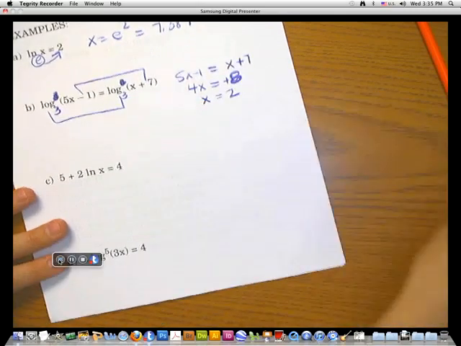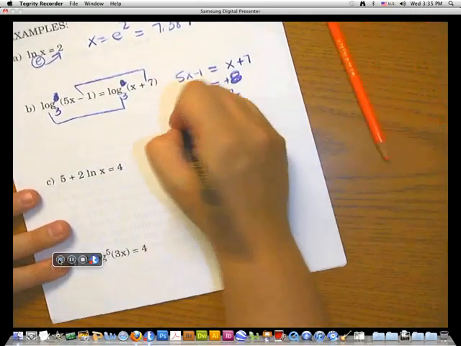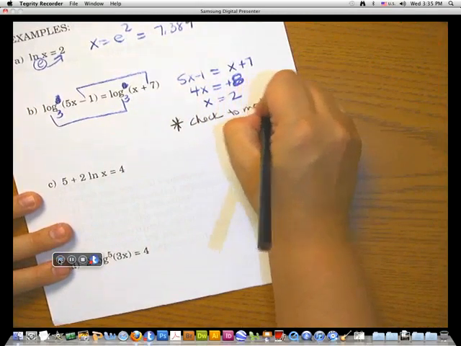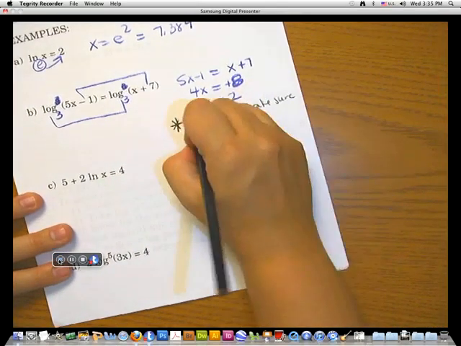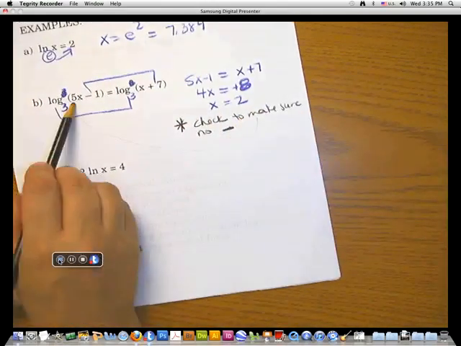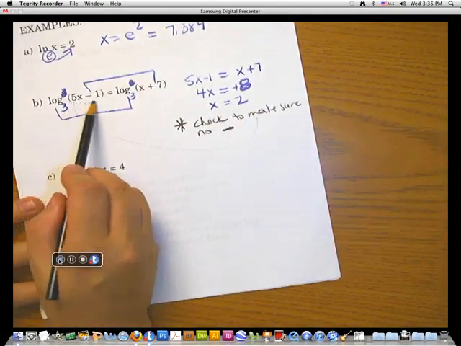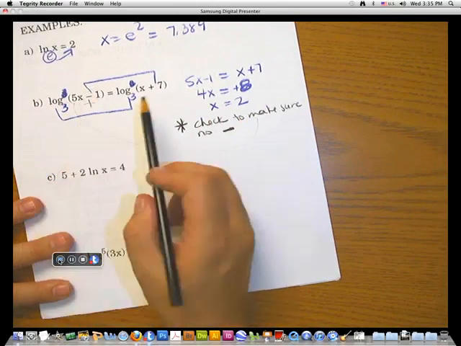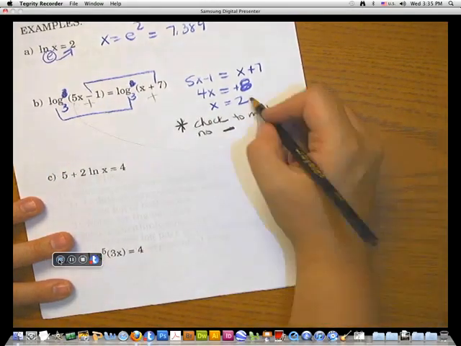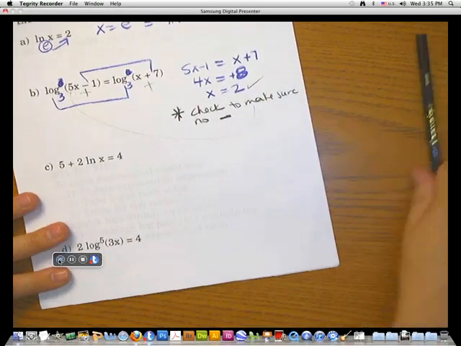So x is 2. One thing I do need to do is I must check to make sure there's no negative if I check it. So if I put in 2 in here, I get a positive, and that's all I care about. If I put a 2 in, I get a positive, and I'm good. So that works.